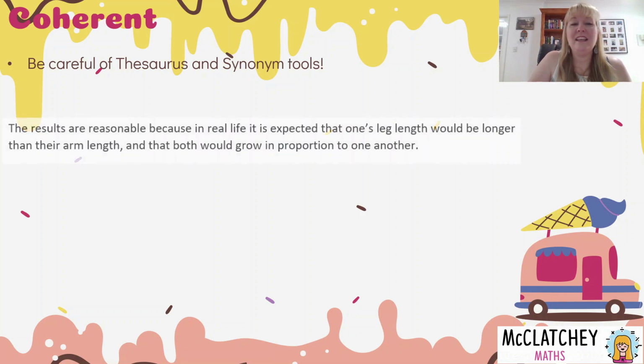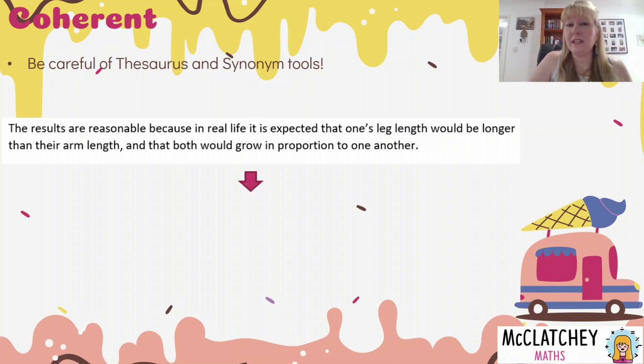So here's an example of a decent sentence changed with a thesaurus, and you can see sometimes it just doesn't work. So the results are reasonable because in real life it is expected that one's leg length will be longer than their arm length, and that both will grow in proportion to one another. Yeah, that's a decent, simple sentence. Didn't have to be all fancy with our language.